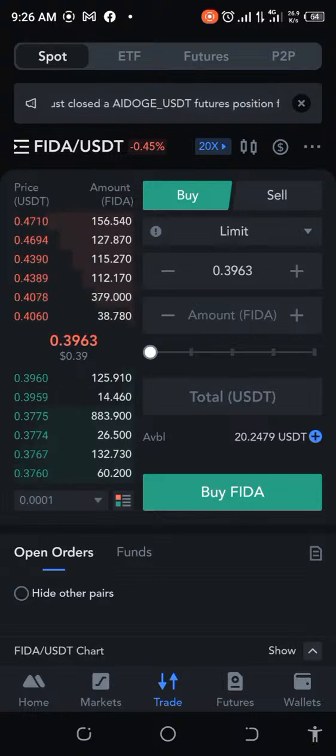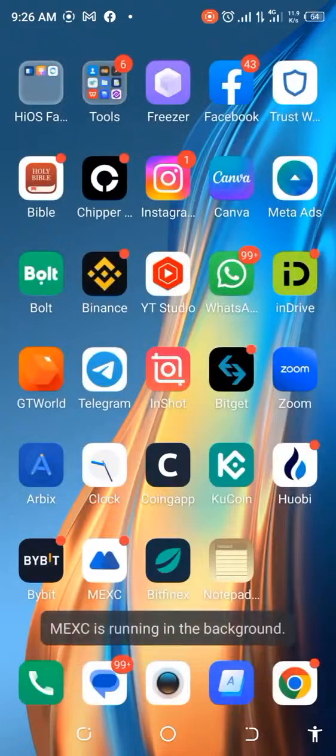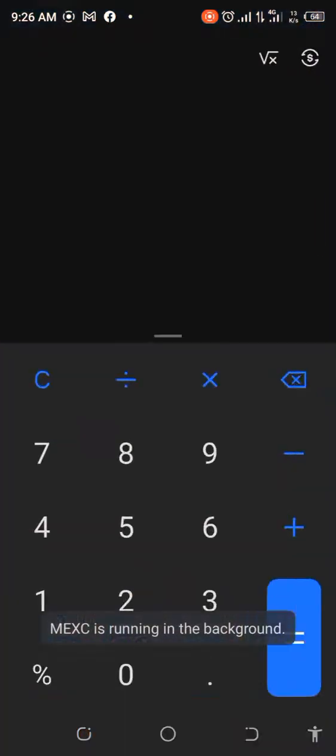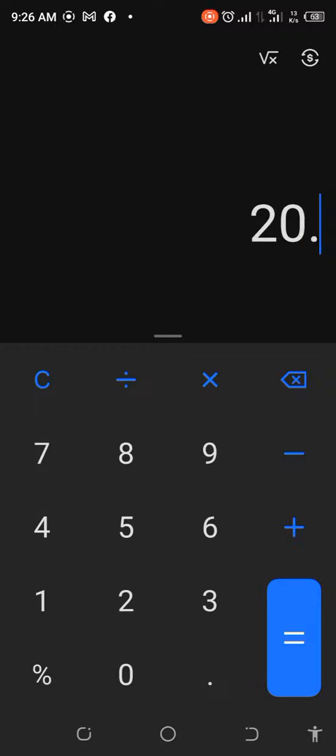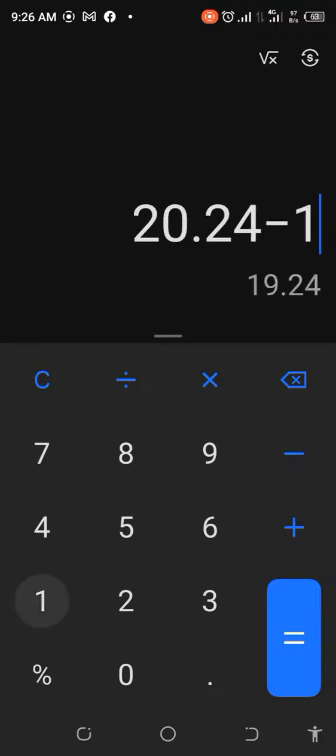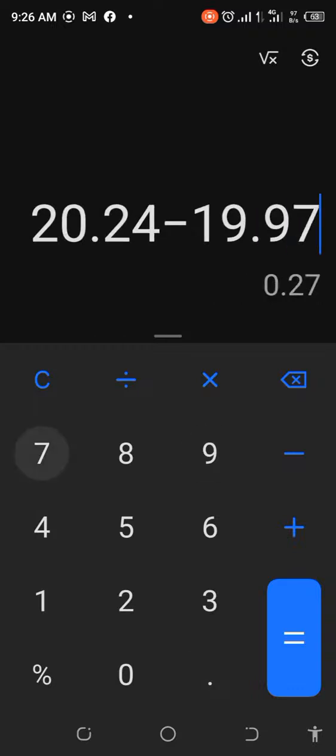Do you remember? Yeah. So by going all the way, let's just calculate it and see what we've got. So we have 20.247. Let me just remove the 7 there, even though it's almost 25, right? So let's just say 20.27 minus 19.97. So we've got like 27 cents.